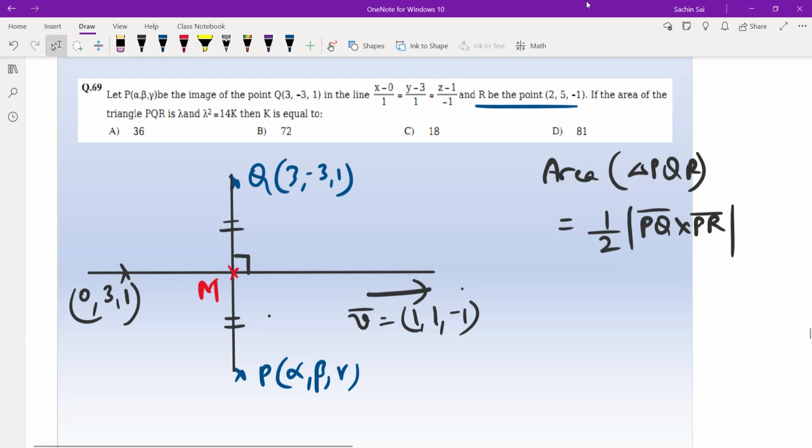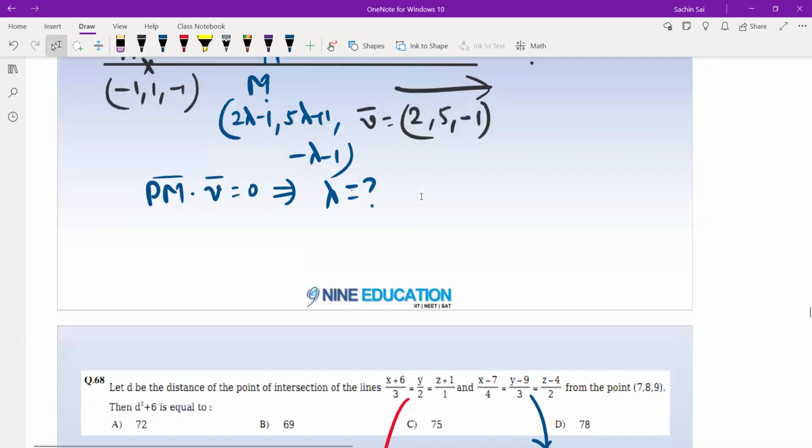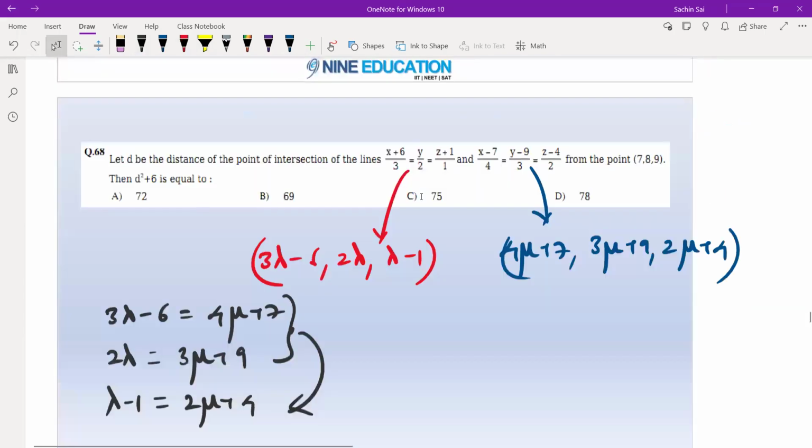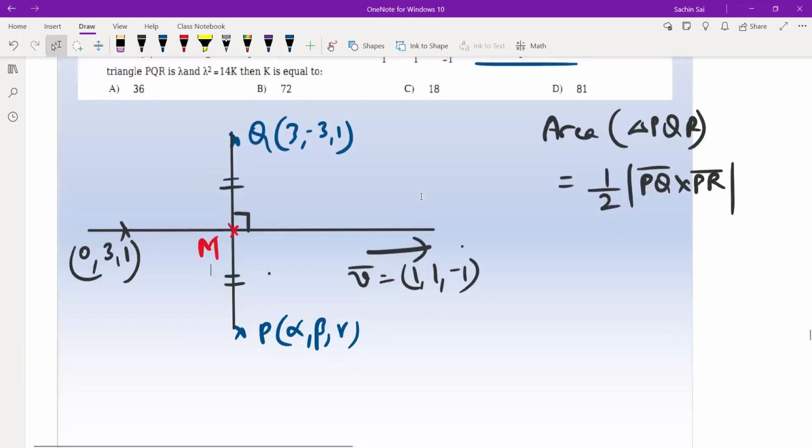So in the previous question, we discussed how to find the foot of the perpendicular. So this particular question is just an extension of that. Once you find the foot of the perpendicular, you can easily find the image of that point, because if you know the foot of the perpendicular, OM bar equals (OP plus OQ) by 2. M is the midpoint of PQ. Once you know M and Q, you automatically have P. And once you find out the coordinates of P, you can easily find half modulus PQ bar cross PR bar.